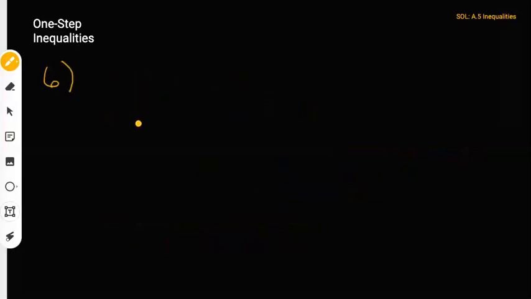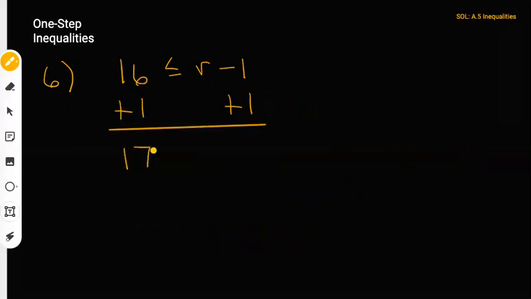Okay, speaking of 6, this is number 6. I have 16 is less than or equal to r minus 1. So like usual, I want to get r by itself, so I need to get rid of the negative 1 by adding 1 to both sides. So when I add 1 to both sides, I get 16 plus 1, which is 17. I bring down my less than or equal to symbol, and then the negative 1 and the positive 1 are going to cancel out on this side, leaving me with an r.